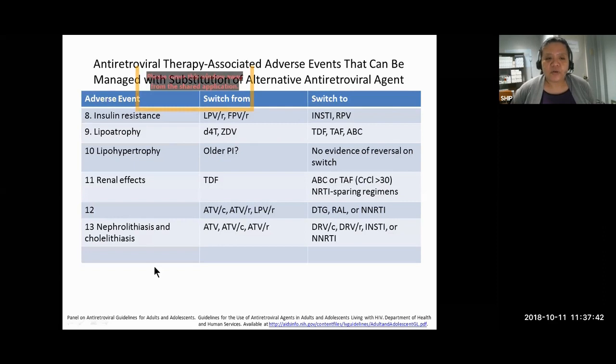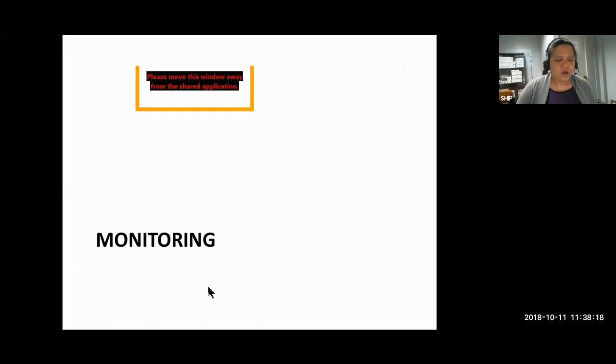If your patients have renal problems, so hypophosphatemia or increased GFR, on tenofovir of the TDF variant, you can switch to ABC or TAF as long as your creatinine clearance is more than 30. If you have stones and you think that talagang ang may kasalanan nito is atazanavir, then you can shift to others. Okay, now let's talk about monitoring. So how do we actually monitor if our patients have risk for these long-term complications?